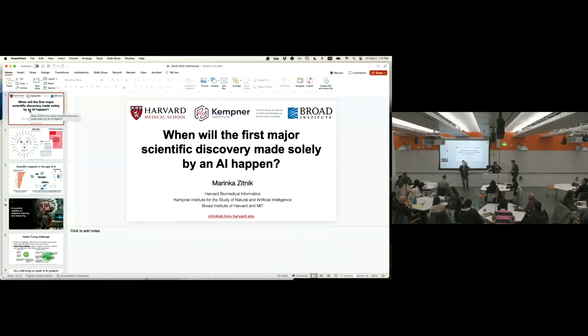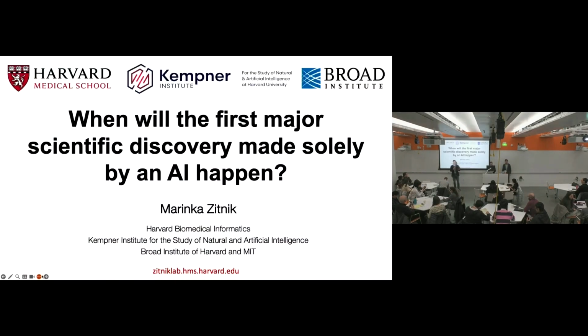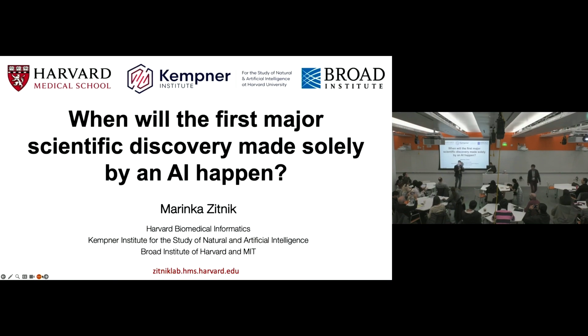So Marinka Zitnik is an assistant professor at Harvard in the Department of Biomedical Informatics, with additional appointments at the Kempner Institute and the Broad Institute of MIT and Harvard. Dr. Zitnik investigates the foundations of AI to enhance scientific discovery and to realize individualized diagnosis and treatment. She founded the Therapeutics Data Commons, a global open science AI foundation to advance therapeutic science, and is also faculty and lead of the AI for Science initiative. So Marinka's question, which I think Sam did a great job of teeing up, is when will the first discovery made solely by an AI system happen?